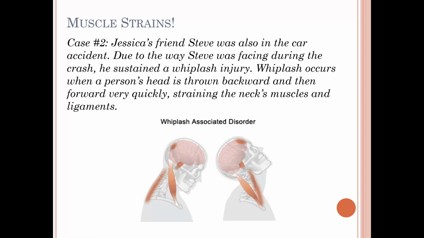So here's an image to help you see what happens during whiplash. So the head is rapidly thrown backwards and then forwards, and this can strain the muscles in the neck, the ligaments in the neck. If it happens rapidly and fast enough, you can even result in concussion from the brain hitting up against the inside of the skull, and we'll talk more about that in the later upcoming brain chapter.